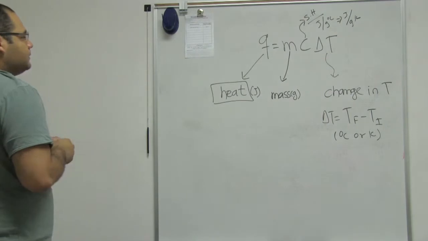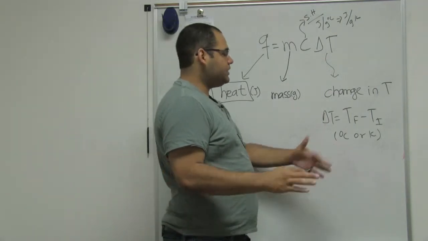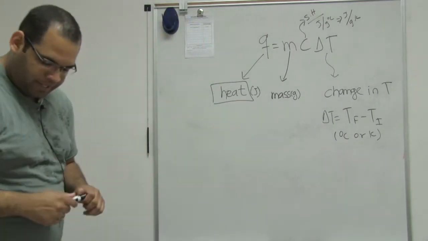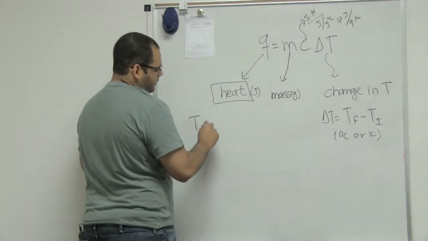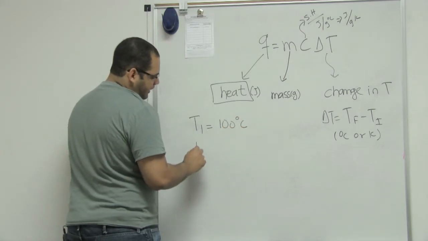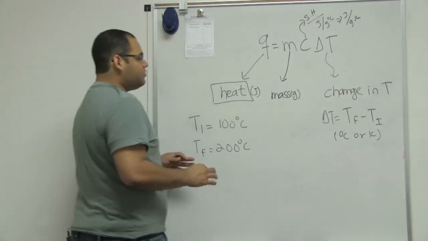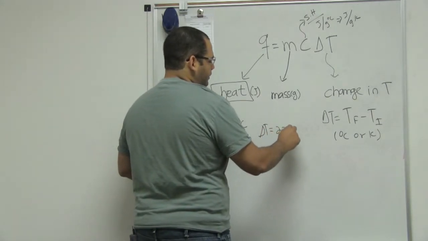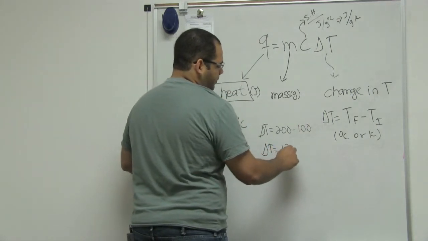Okay, so it really doesn't matter if you're dealing with the temperature in Celsius or Kelvin, because the answer will be the same. So let me give you one example here. Suppose I tell you that my initial temperature is equal to 100 Celsius, and my final temperature is equal to 200 Celsius. And I ask you to calculate delta T, so you do delta T equals final minus initial. So the change in temperature will be 100 Celsius.